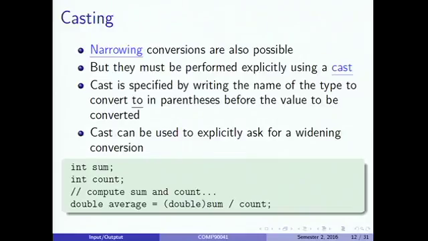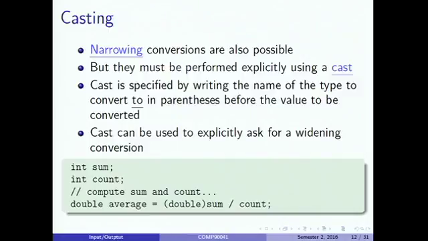and now I want to compute the, so I've summed up a whole bunch of numbers, let's say test scores or something like that. I want to find the average test score. But I want it as a floating point number. So I add up all the test scores, and I wind up with an int, because the test scores are ints. And the count, of course, is going to be an int. It's just a counting number.